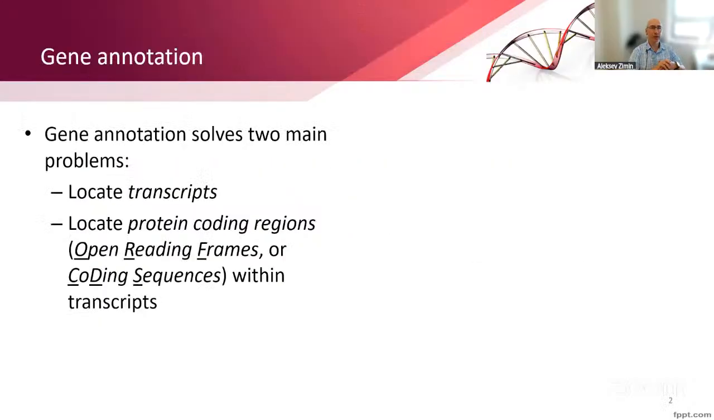What is gene annotation? Well, gene annotation, especially protein coding gene annotation, solves two main problems. You have to locate transcripts on the genome, that is, locate sets of coordinates of exons and introns. And then for each transcript, you have to decide whether it's a protein coding transcript, a long non-coding RNA, or just transcriptional noise that needs to be discarded. And then within each transcript that you decided is protein coding, you have to correctly locate the open reading frame or coding sequence, abbreviated as CDS, within the transcript.